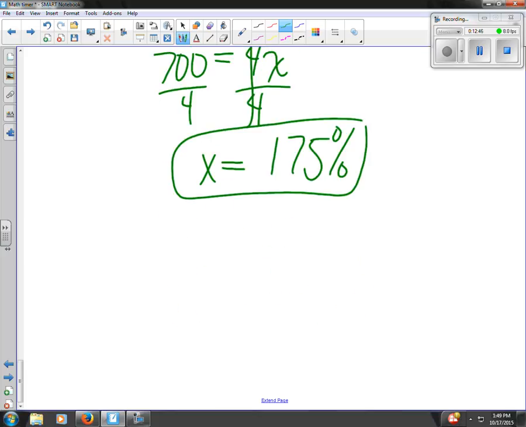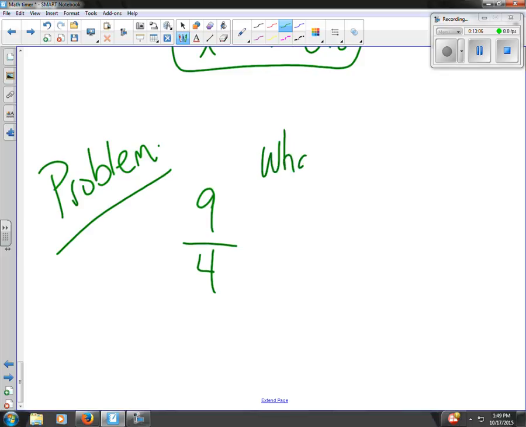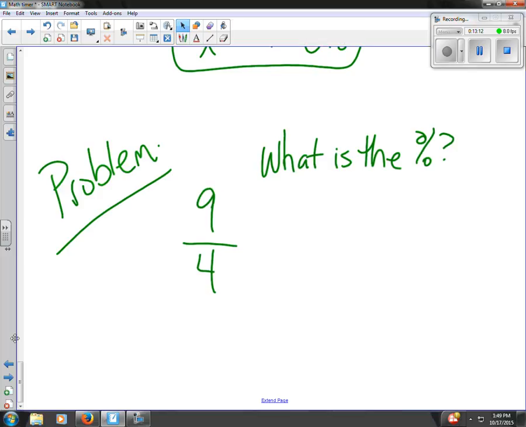Okay, your problem for tonight, or class tomorrow, is write the fraction as a percent. So here is your fraction. Your fraction is 9 over 4. I want the percent. What is the percent? Okay, see you next class.